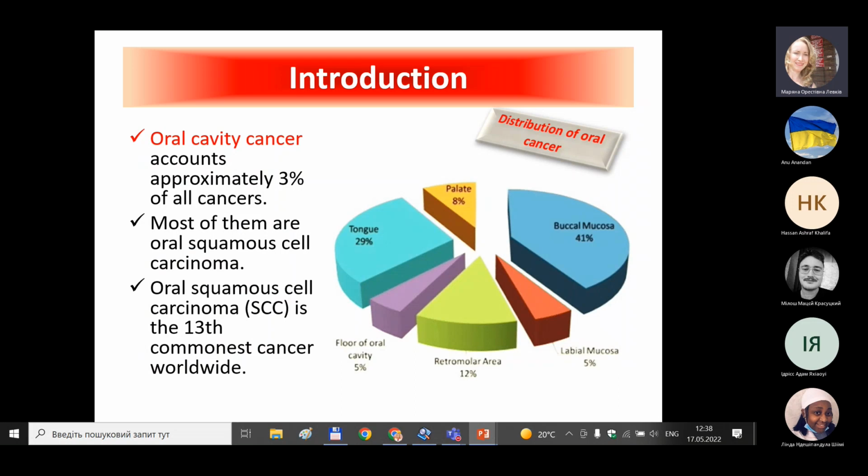Oral cavity cancer accounts for approximately 3% of all cancers. Most of them are oral squamous cell carcinoma. Oral squamous cell carcinoma is the 13th commonest cancer worldwide. And here you have the distribution of oral cancer among the parts of the oral cavity. The most prevalent are the buccal mucosa and tongue.